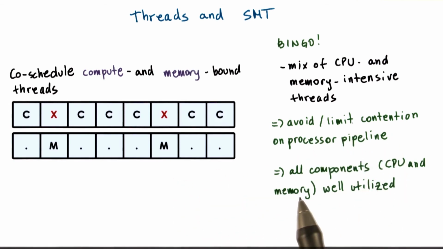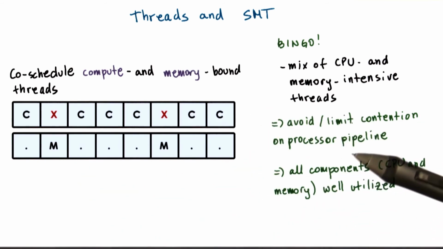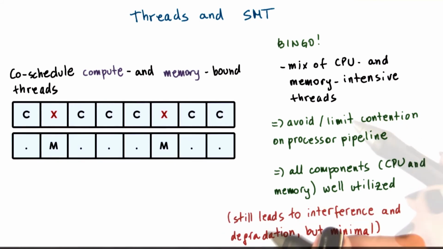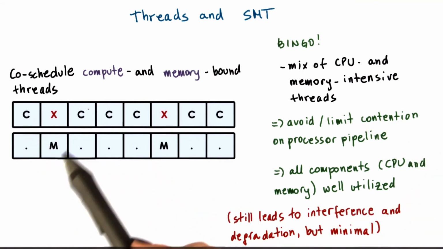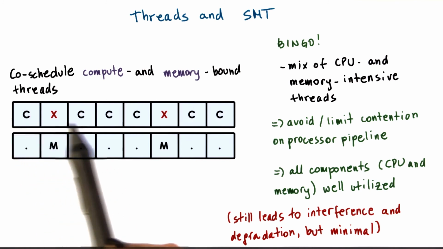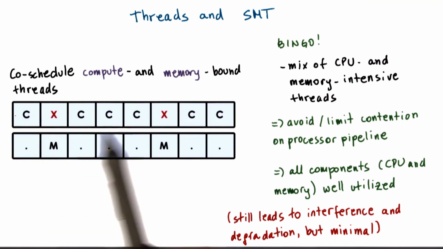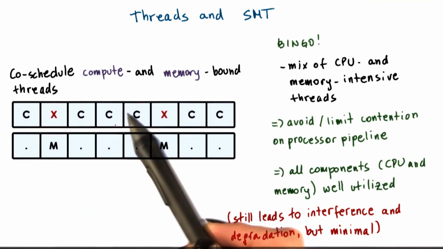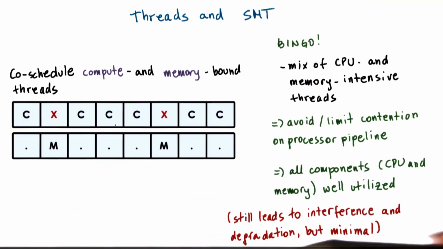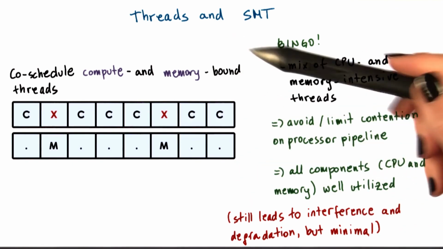memory reference completes. Scheduling a mix of CPU and memory-intensive threads allows us to avoid or at least limit the contention on the processor pipeline, and then also all of the components, both the CPU and the memory, will be well utilized. Note that this still will lead to some level of degradation due to the interference between these 2 threads. For instance, the compute-bound thread can only execute 3 out of every 4 cycles compared to when it ran alone. However, this level of degradation will be minimal given the properties of the particular system.